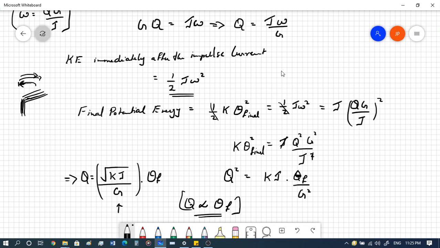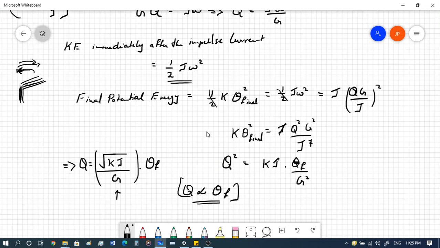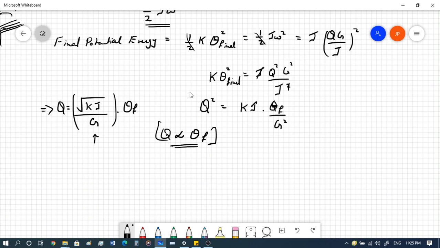Theta f is the value that we'll measure from the movement of the pointer. What is the angle theta that is achieved during the impulse current? Because this keeps oscillating for a certain period of time, you can easily find theta f. From there you can find the charge that has flown through this ballistic galvanometer. So this is the way we can find the charge that flows through the ballistic galvanometer.